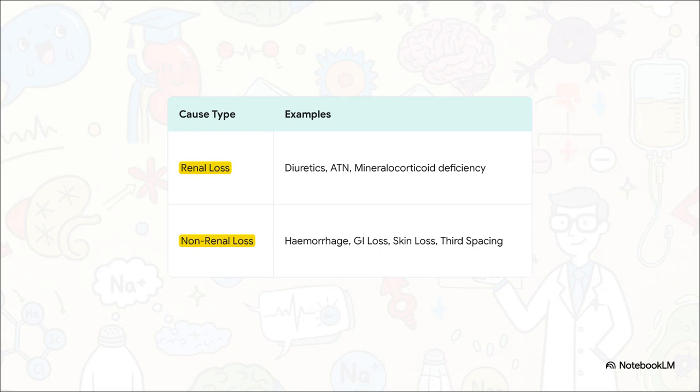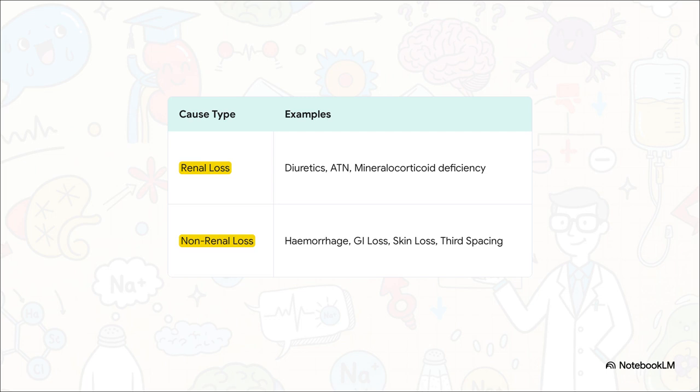So where does all this salt and water go? Well, you can think of it in two main buckets. First, you have renal loss, meaning it's lost through the kidneys. This can be from kidney damage like acute tubular necrosis or, and this is super common, from diuretics, water pills like thiazides or the really powerful loop diuretics. It could also happen if you're deficient in the hormone aldosterone or if you're on a drug that blocks it.